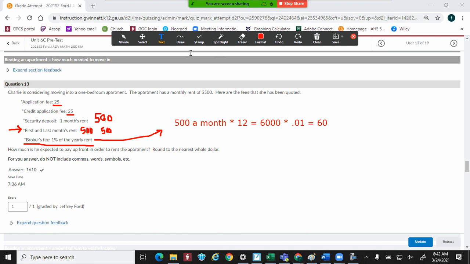All right, so very simply, this is what we're going to do. We're going to add this 25, we're going to add this 25, we're going to add this 500, this 500, this 500, and then lastly 60. And your answer ends up being 1610.